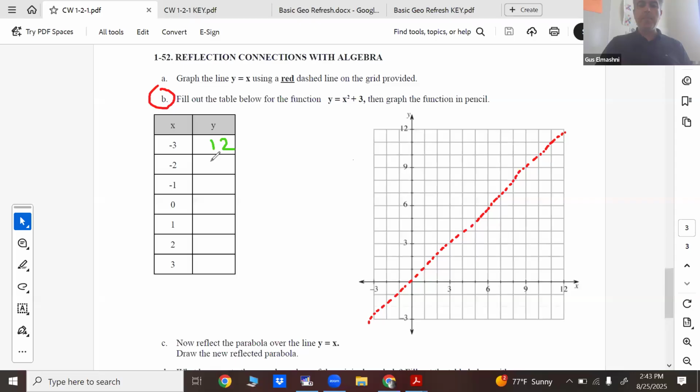When you plug in -2, what do you get? 7. -1? 0? And how will the other numbers look? Yep. There's a sense of symmetry there for sure. So you plot your points.